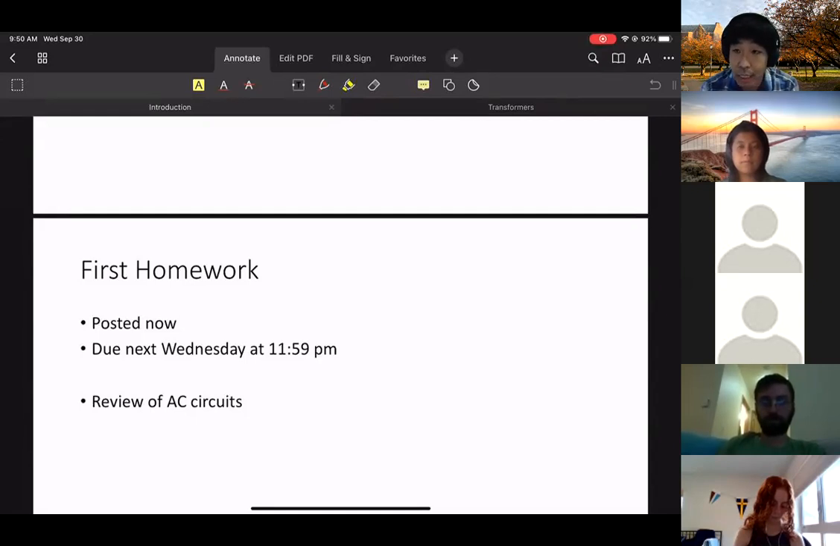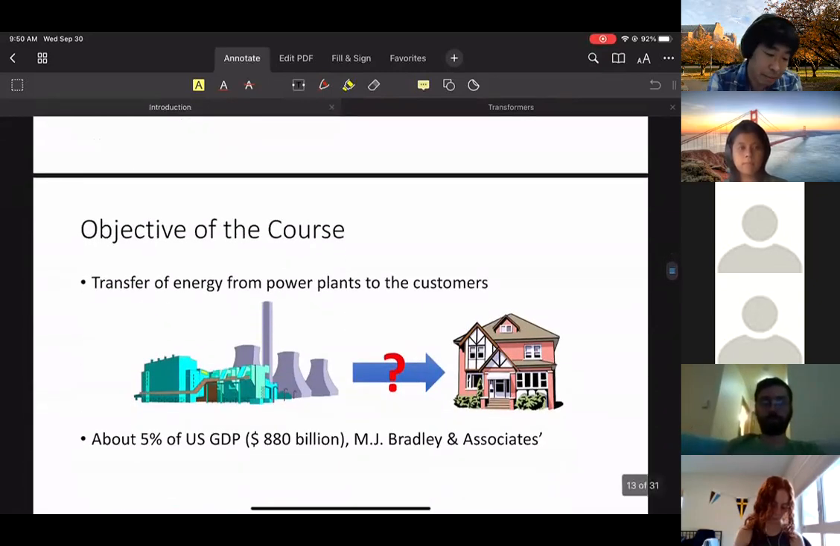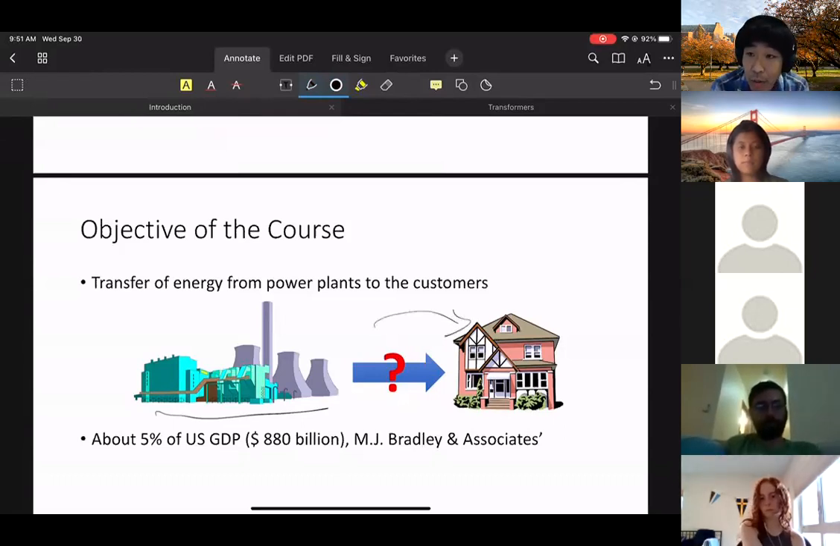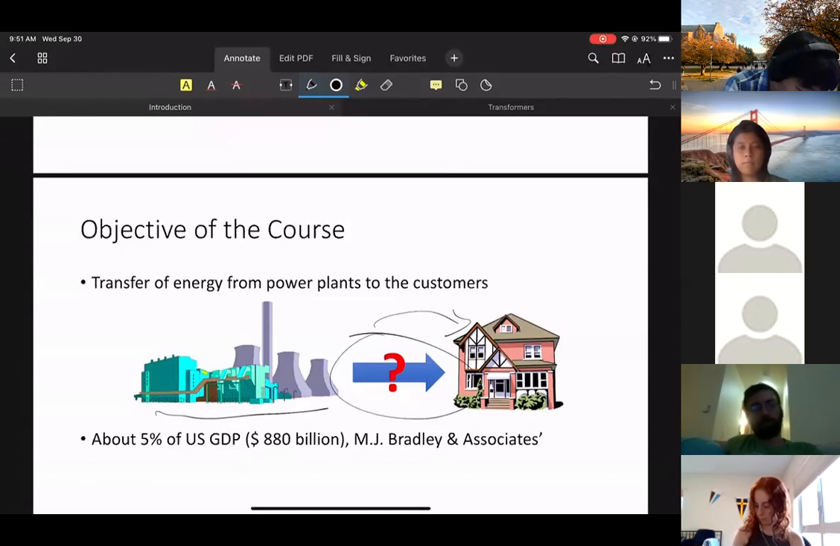All right, now let's get started with the objective of the course. Basically, we have different ways of generating electric power. How do I get this power to the end consumers? We'll not worry so much about how we generate power, or what we do with the power we get. This class is mostly about this arrow in the middle. Our focus is how to transfer power from the power plant to the end users, reliably and efficiently.